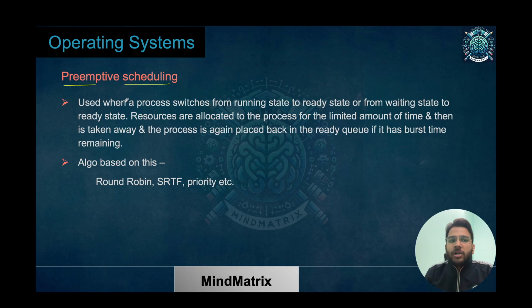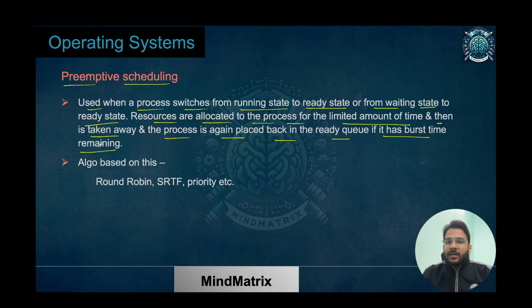So what is preemptive scheduling? It is used when a process switches from a running state to ready state. Remember the process state diagram that we discussed in the last video. From running state to ready state, preemption happens. So it is used then. Or from waiting state to ready state. If it is moving from waiting state to ready state, then also preemptive scheduling occurs. Resources are allocated to the process for a limited amount of time and then taken away, and the process is again placed back in the ready queue if it has burst time remaining.